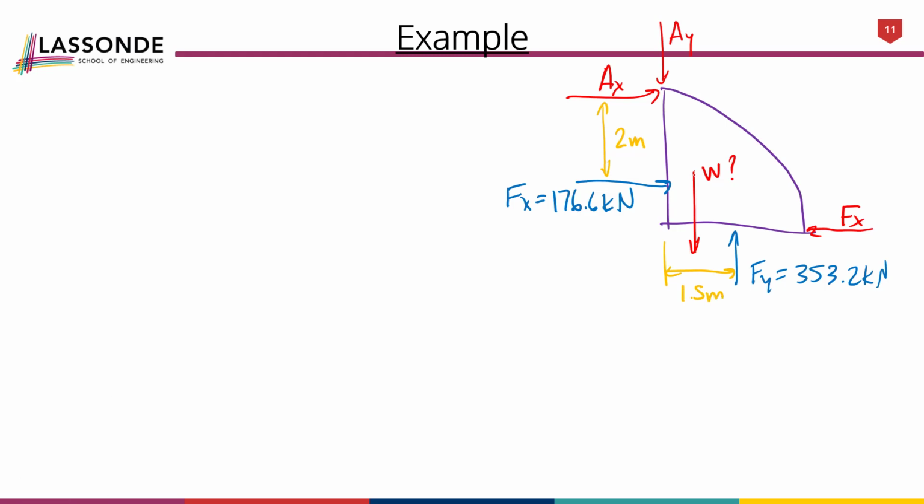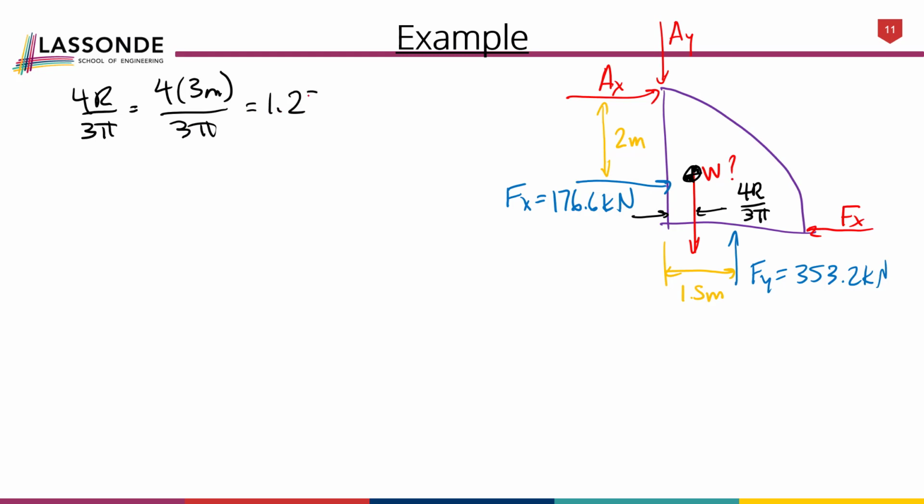Okay, we don't know this weight. We don't know where it acts. Well, we know it acts at the centroid of that quarter circle. And we can look up the formula of where that centroid is, and we get that distance is 4r divided by 3 pi. So 4 multiplied by 3 meters divided by 3 pi. That works out to 1.27 meters.